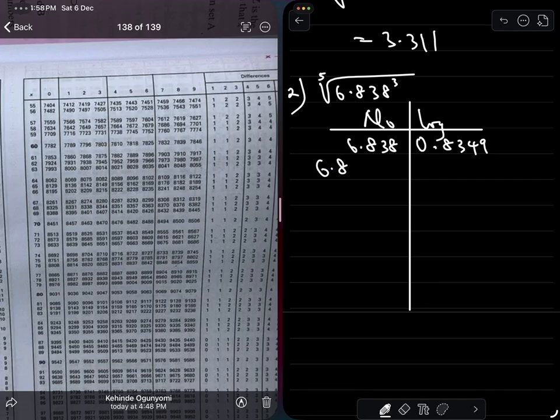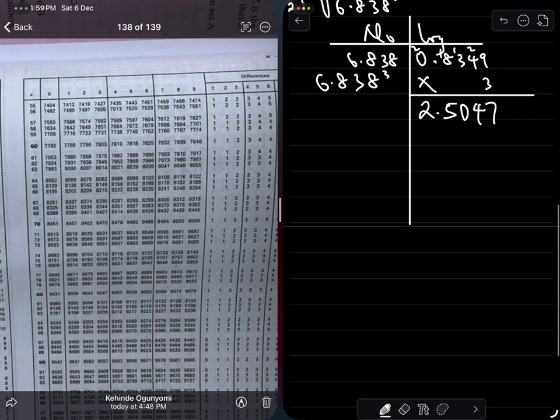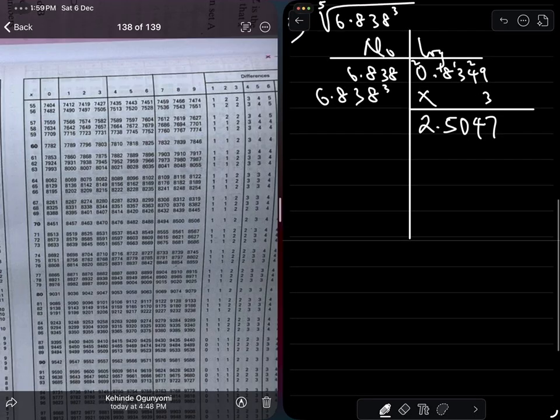Do you understand? 6.838 raised to the power 3 means that the logarithm is multiplied by 3. That's 3 times 9, 27, 7 carry 2. 3 times 4, 12 plus 2, 14, carry 1. 3 times 3, 9, plus 1, 10, 0, carry 1. 3 times 8, 24, plus 1, 25, 5, put the point here, carry 2. 3 times 0, 0, plus 2, 2. Do you understand? So that's 2.504.